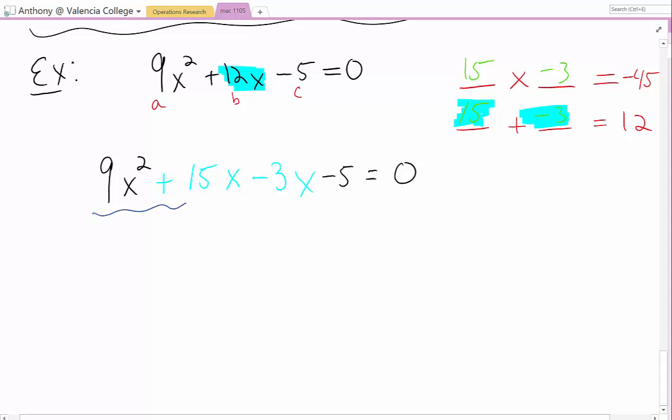You look at your first two terms, just the first two. And you say, okay, what do I have in common between a 9x squared and a 15x? We have a 3x in common. When you factor out a 3x, what does that leave you with, out of just the first two terms? That leaves you with a 3x plus 15x divided by 3x, which is just 5.